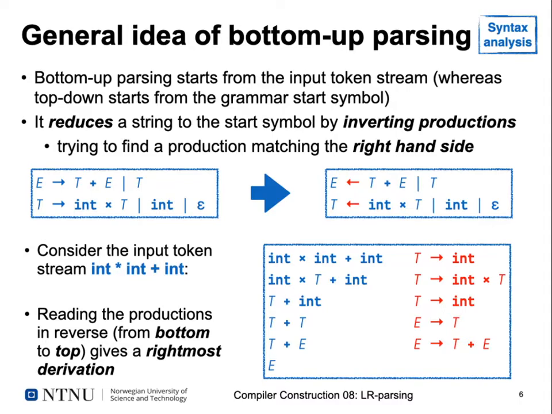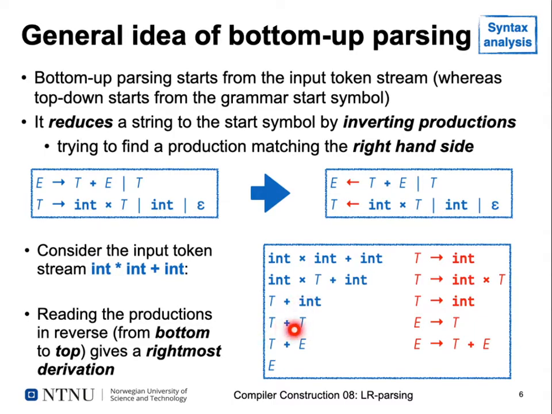So we started just reading part of the input string here, int times int. And we figured out, okay, this int can be reduced to a T, so we replace this int by a T here. Then we find a sequence int times T, which we know can be reduced to a simple T. And then we have T plus int, so the only thing matching the int at the end is this rule here, going from int to T. So we replace the int by a T.